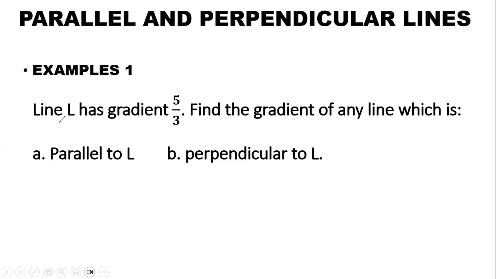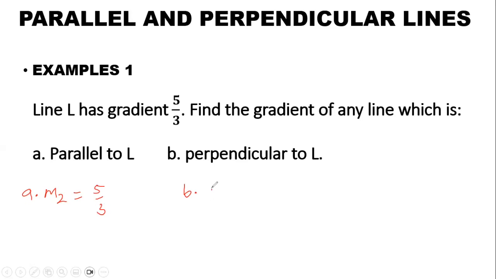Example 1. Line L has the gradient 5/3. Find the gradient of any line which is A. parallel to L, B. perpendicular to L. So for A, two lines are said to be parallel if they have the same gradient. So if the gradient of the line parallel to L is M2, then it must be 5/3.